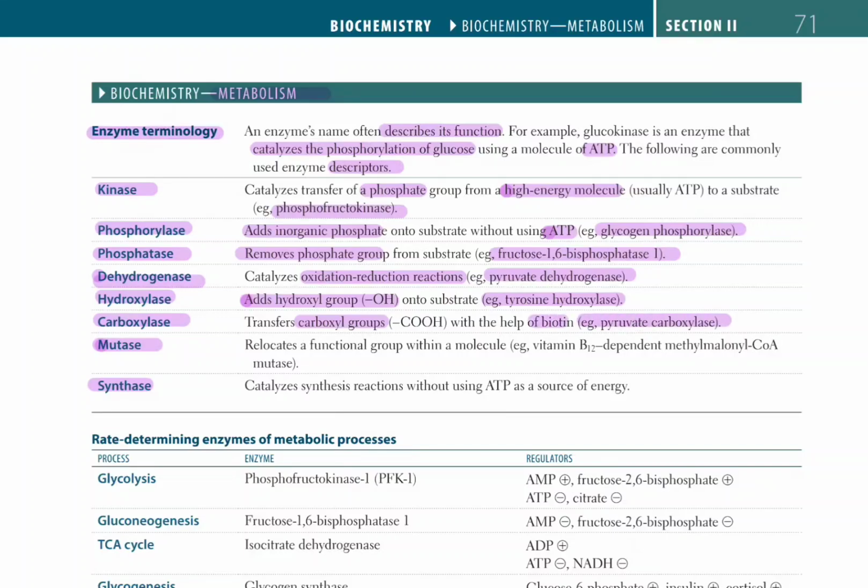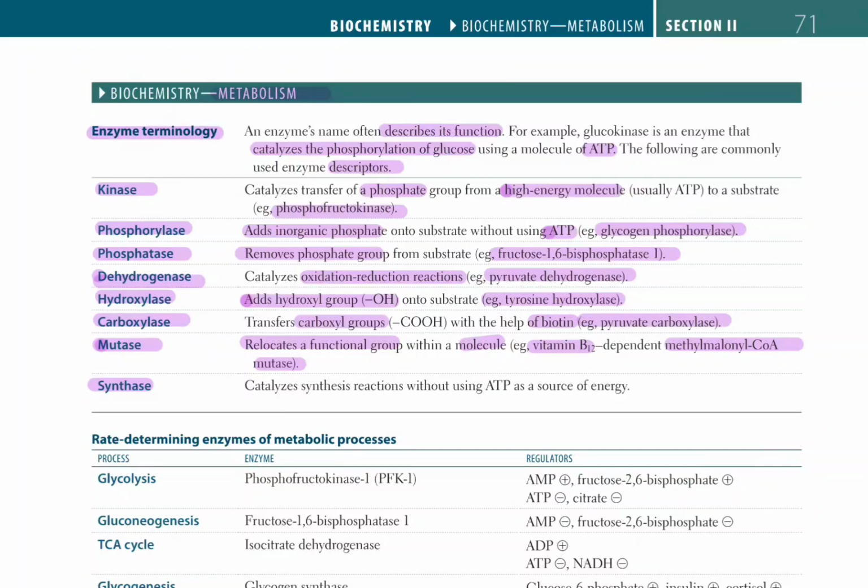Biotin is vitamin B7. Mutase basically works within the same molecule. It relocates a functional group within a molecule. For example, vitamin B12 dependent methylmalonyl CoA mutase. This is an example of the mutase enzyme.